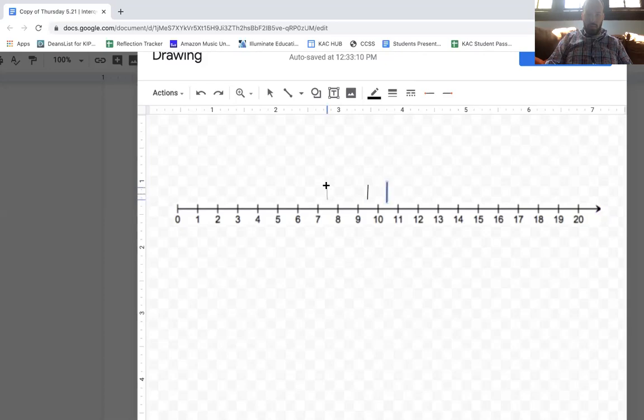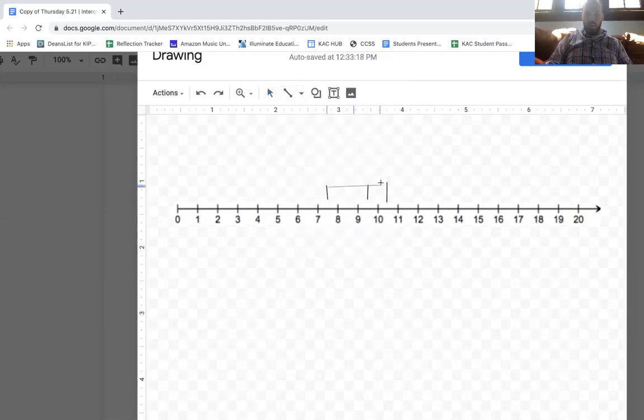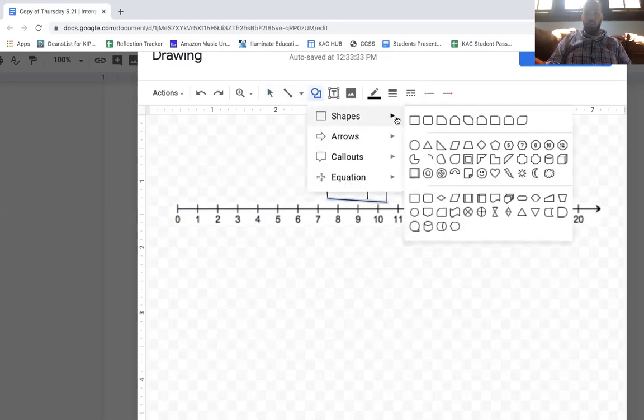I already tell you this box is going to look a little jacked up, and that's okay. Line to close the box. Another line to close the box. Not perfect, but such is life on a computer.